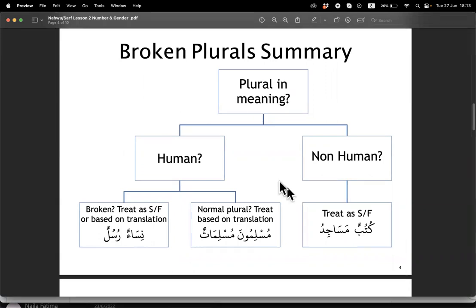If it's a human and it's broken, you will treat it as singular feminine or based on translation. If it's just normal, then you know that una will be plural and masculine. You know that atun is going to be plural and feminine, because this one has an ending combination already. If it's a broken plural, then singular feminine or based on translation. So we always come back to this chart whenever we're not sure.